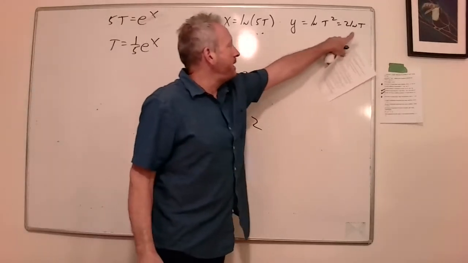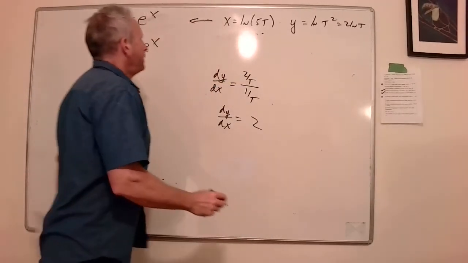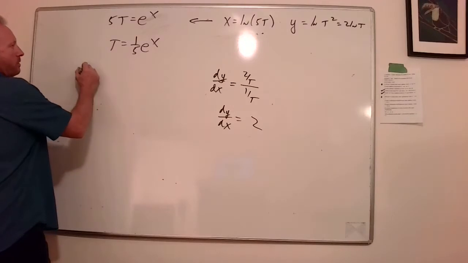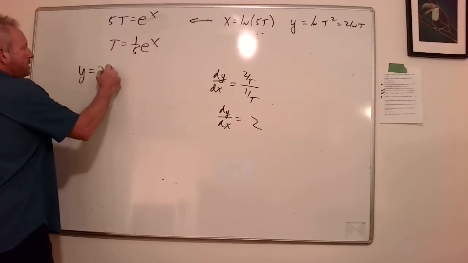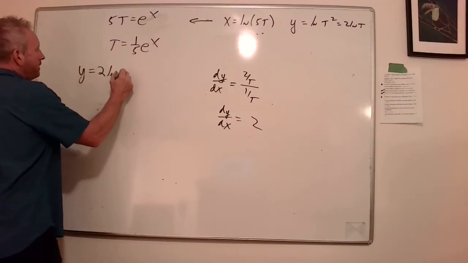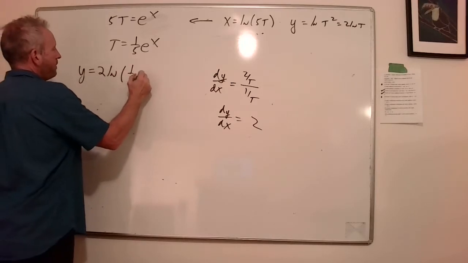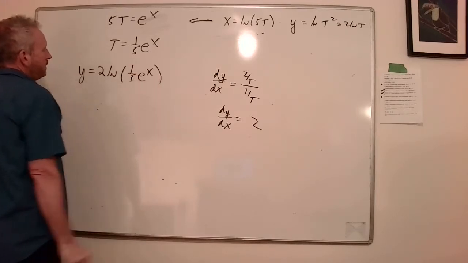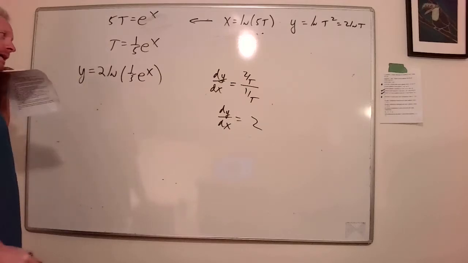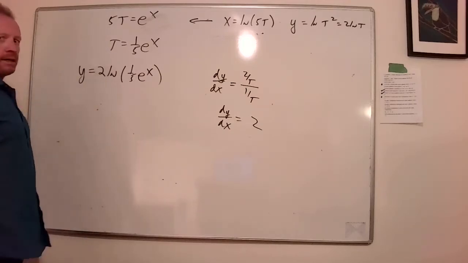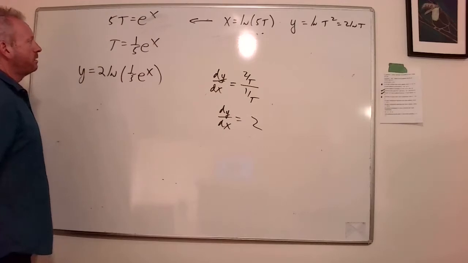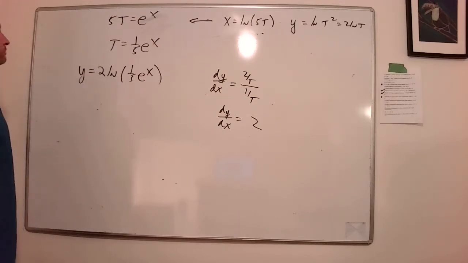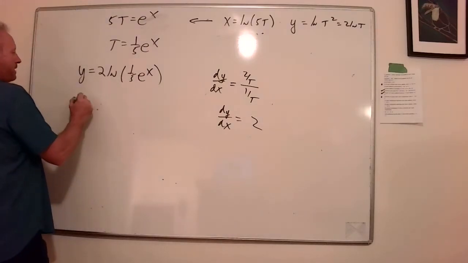Let's substitute that in here. How about this one right here? So we'd have y is equal to 2 times the natural logarithm of 1/5 times e to the x. And let's take the derivative of this. Hey, don't make a mistake and cancel that. You can't do that because this 1/5 is in there. At any rate, how do we find the derivative of this?